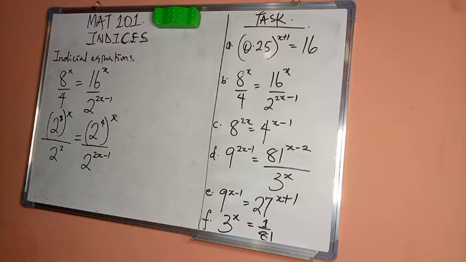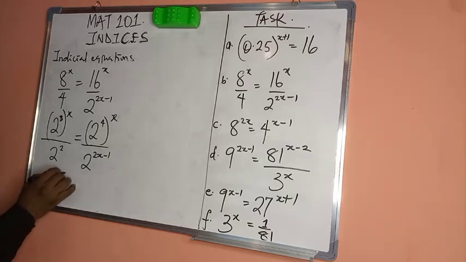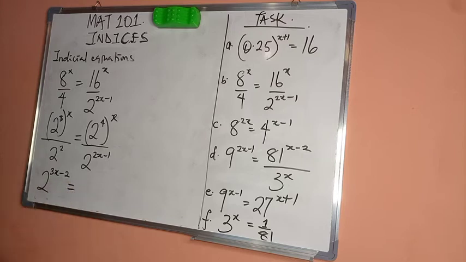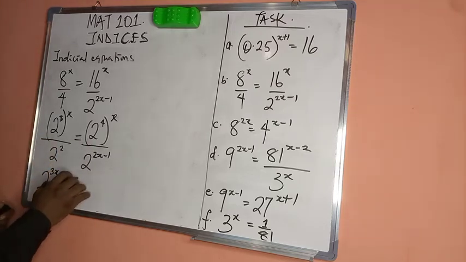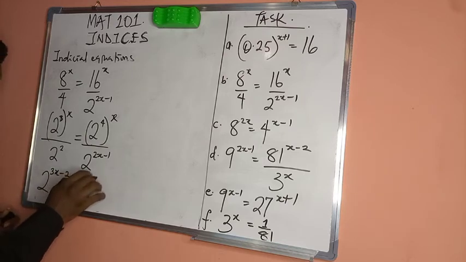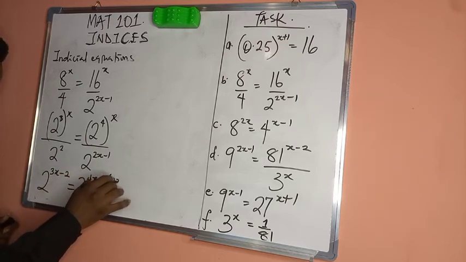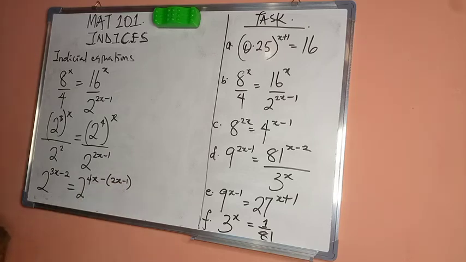Yeah, we're here already. Okay, now what happens here? 3 multiply x to give what? 3x, is it not? This is 2. That means on the left hand side, since they are dividing, we should have 2 raised to power 3x minus 2 equals, and on the right hand side, since they are dividing and the bases are equal, we should have 2 raised to power 4x minus 2x minus 1.